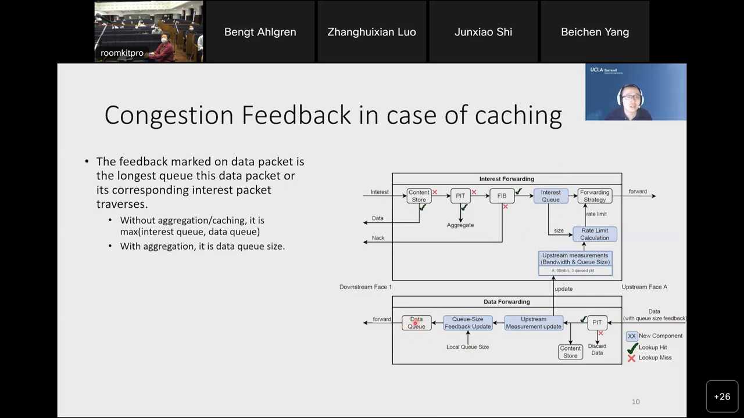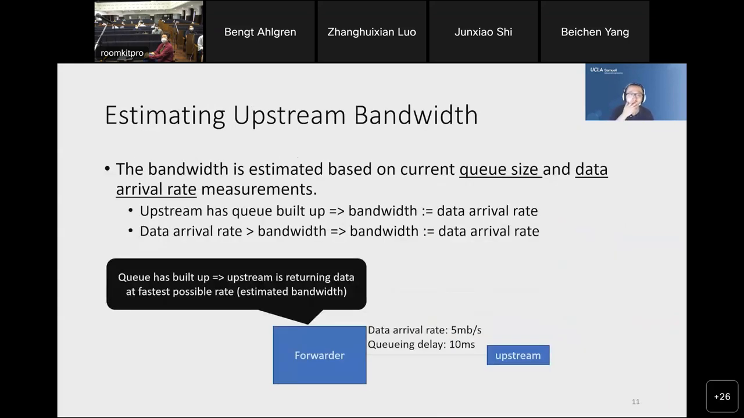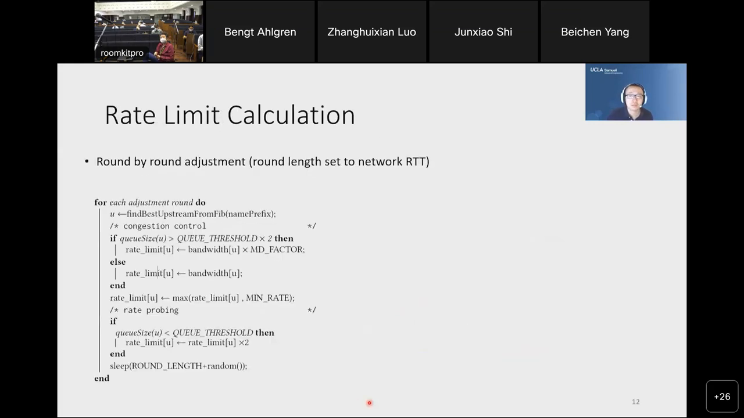And with the feedback, we use a simple observation to explicitly measure the upstream bandwidth. The observation is that when the upstream already has a large queue built up, the current data arrival rate is a good estimation of its capacity, because if you send faster than the current data arrival rate, that only results in a longer queue. Other than this rule, we also hope to reduce underestimation of bandwidth. So we have a rule that if data is returning even faster than the estimated bandwidth, we also update the bandwidth estimation.